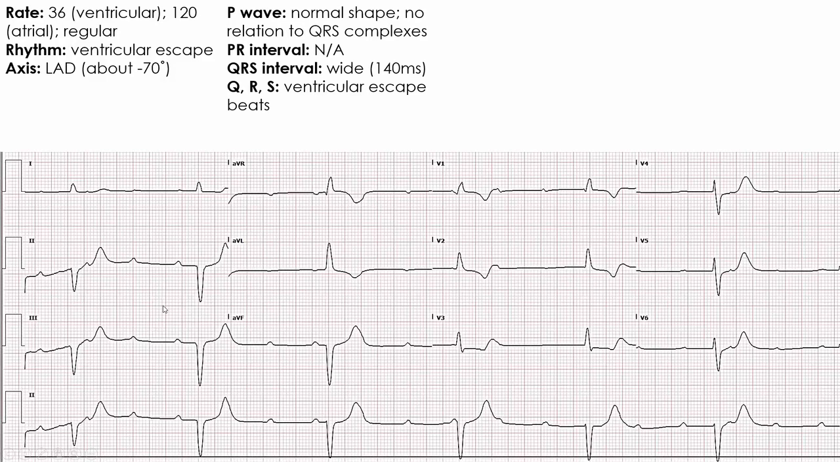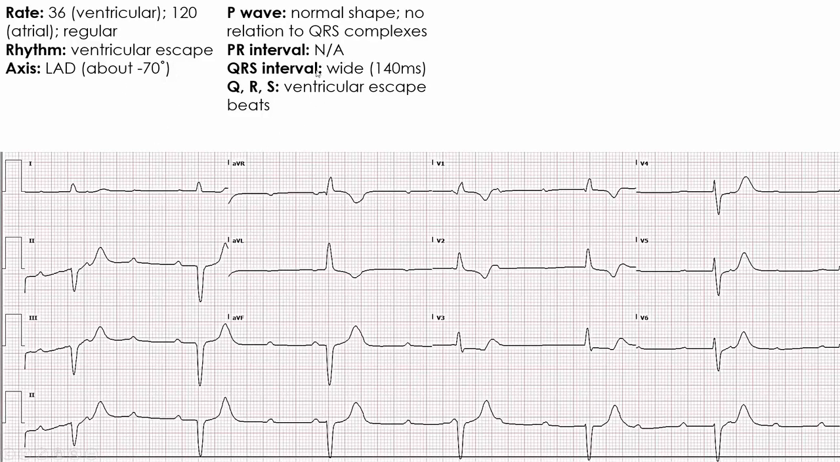P wave, normal shape, no relation to QRS complexes. They are upright in lead 2, and they are inverted in AVR, so they are sinus P waves, but the fact that they're not conducting to the ventricles means the heart is not in sinus rhythm. The atria is in sinus rhythm, but the ventricles are in a ventricular rhythm, okay? A ventricular escape rhythm.